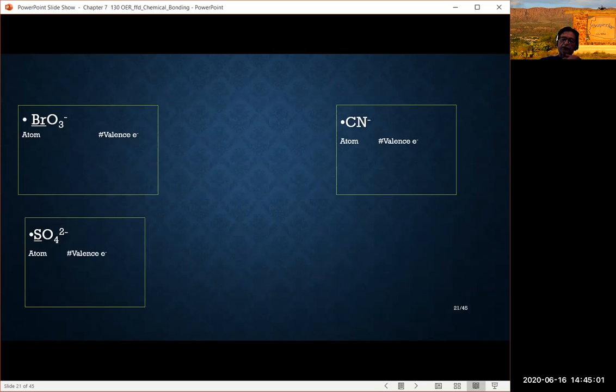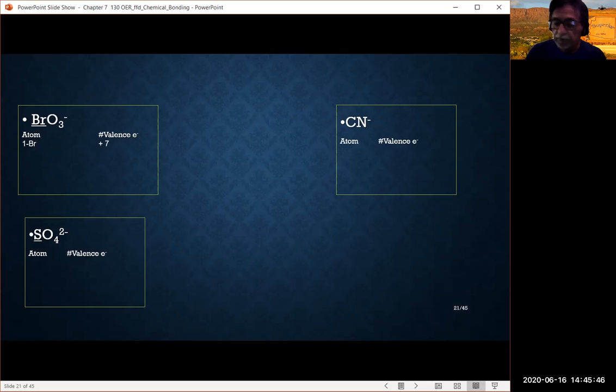Let's try these. These are kind of interesting here. Now, of course, we don't know what they are. We'll eventually get the naming of them. But here, the upper left corner, you got bromine as a central atom. And then there's 3 oxygens bonded around it. Okay. And it has a negative charge. And then bottom left corner, we have sulfur as a central atom and 4 oxygens bonded around it with a -2 charge. And then the one on the right, we have cyanide. It's the polyatomic ion where we have carbon and nitrogen bonded to each other, but it's got a negative charge. Okay. So the process we do is the same.